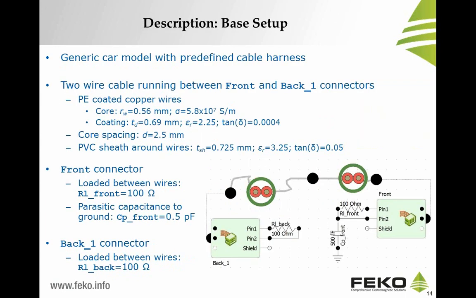Just some more information on the basic setup. The generic car model has a first predefined cable harness, which is basically a two-wire cable running from the front to the back connectors. These are basically just copper cores coated with SPE. They have a core spacing of 2.5 millimeters, and there is a PVC sheath around these wires, which is the green circle surrounding the wires. At the front connector, we have a loading between the two wire pins and some parasitic capacitance to ground, which in this case would be the car chassis. And then at the back connector, we also have a load between the two wires.